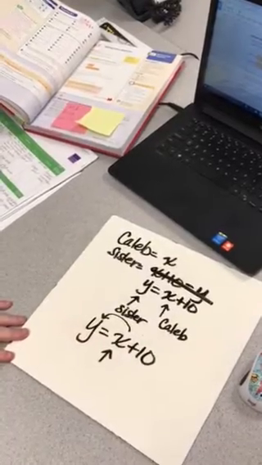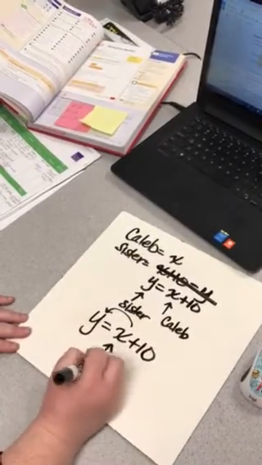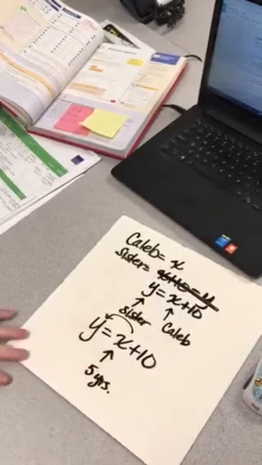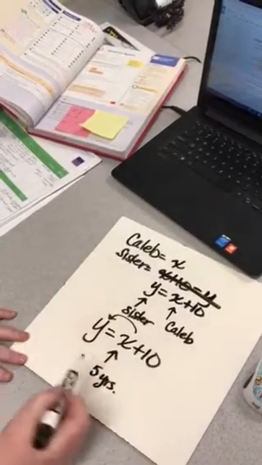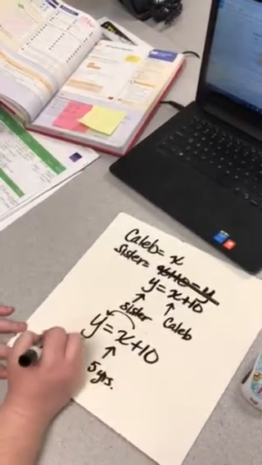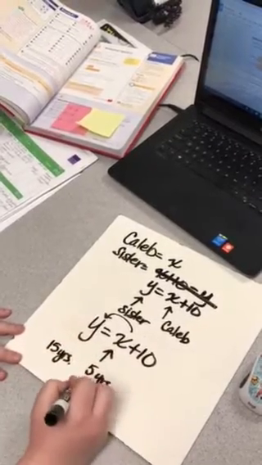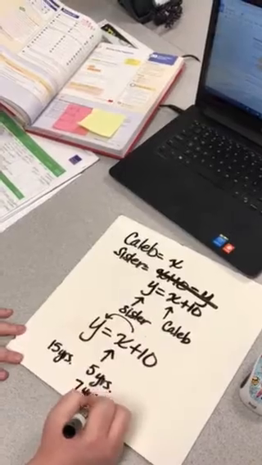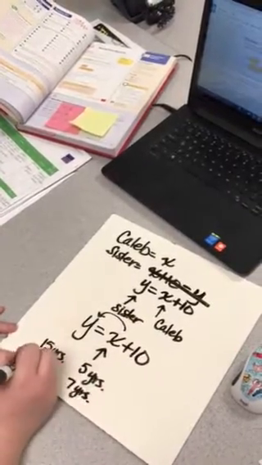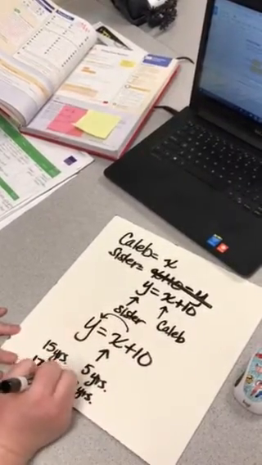So let's pretend that Caleb is 5 years old. Okay, that's going to affect what sister is. Sister, in this case, would be 15 years old. So then 2 years later, Caleb is now 7 years old. And so it affects sister's age because now she is 17 years old, and so on.